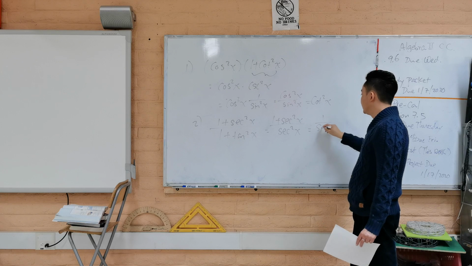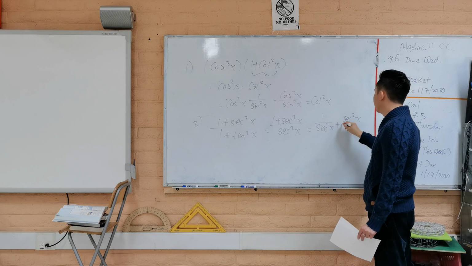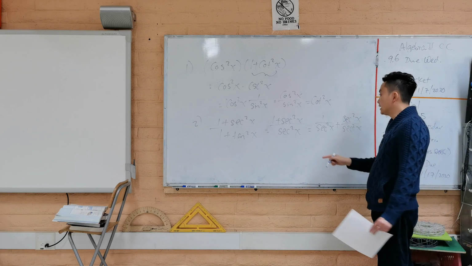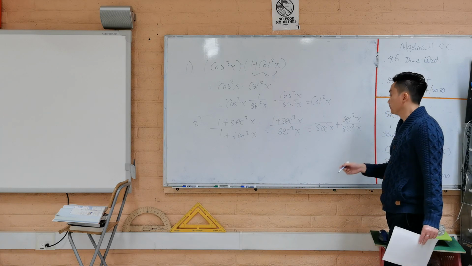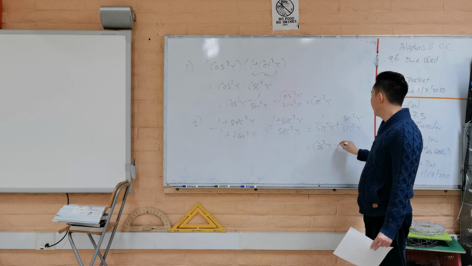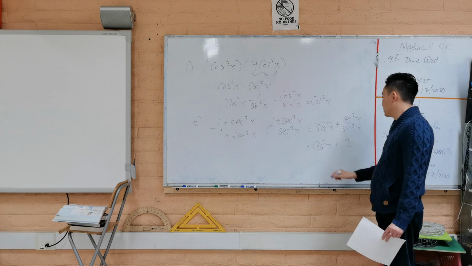One part is 1 over secant squared of x, and the other is secant squared of x over secant squared of x. The reason we can write it like this is that secant squared of x is the least common denominator. So 1 over secant squared is cosine squared of x, and the other term just reduces to 1. That would be the final answer.